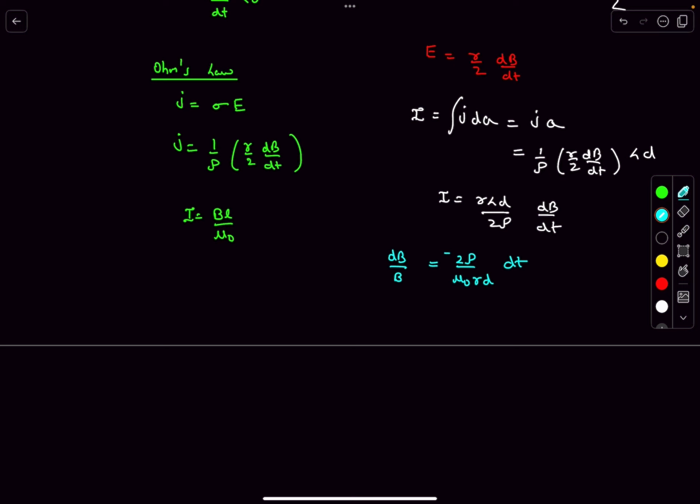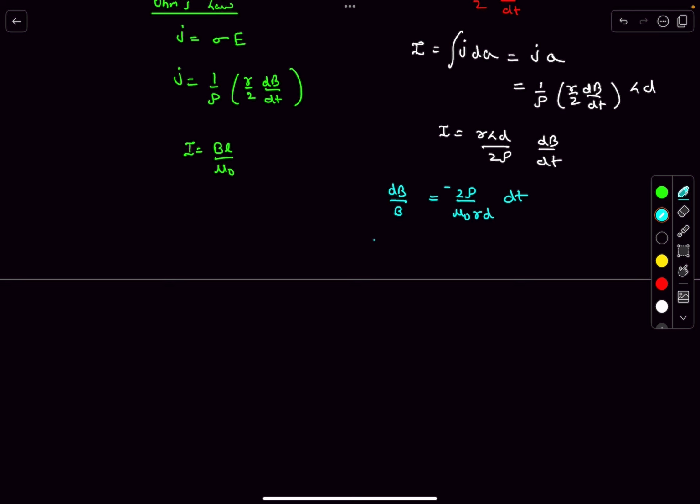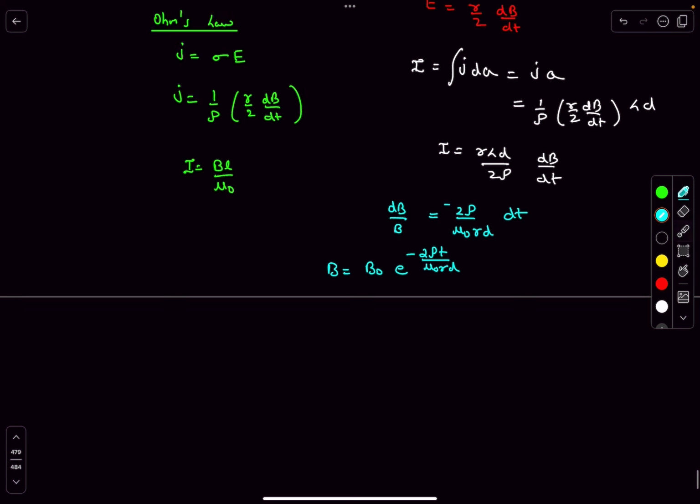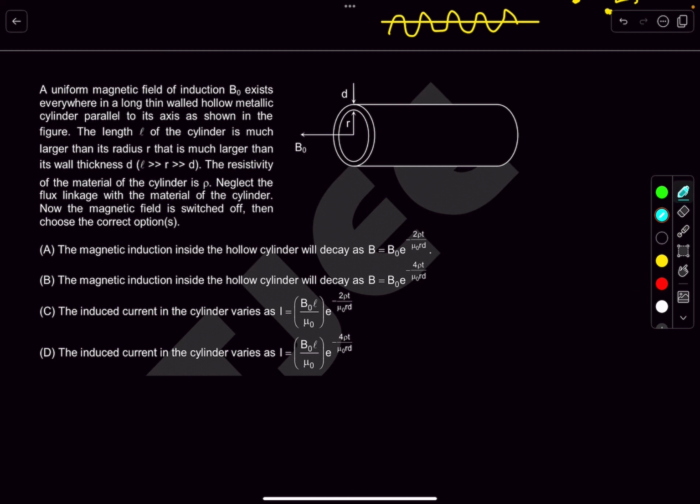So we have to put a negative sign here. Okay, so from here, after integration, we can see that the magnetic field is an exponential decay. After integration, the magnetic field comes out to be this particular value, and the current is simply L by mu naught times this particular value. So the options A and C are correct for this question.